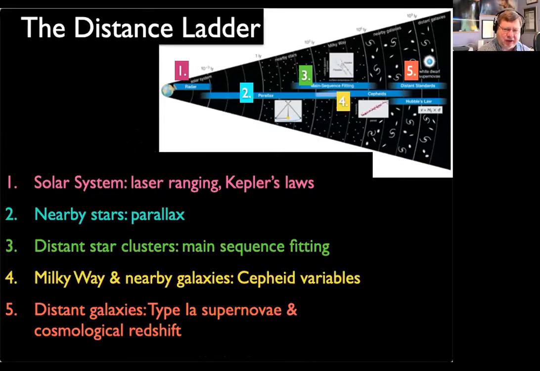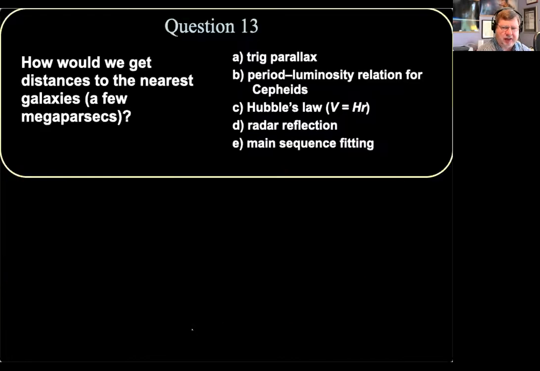And the distance ladder is for closest things. We use laser ranging, Kepler's laws. For nearby stars, we use parallax. For distant clusters, we use the fact that if you're on the main sequence, you have a very specific relationship between your color, your temperature, and your absolute luminosity, which will tell you what your distance is. For nearby galaxies, we can use Cepheid variables, which oscillate at a specific frequency based on their absolute luminosity. And for very distant galaxies, we can use type 1a supernova because they always explode at the same luminosity.